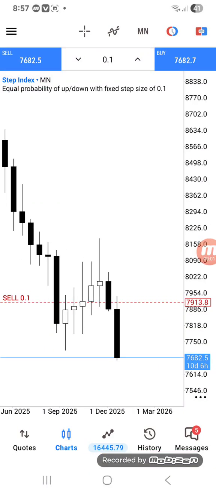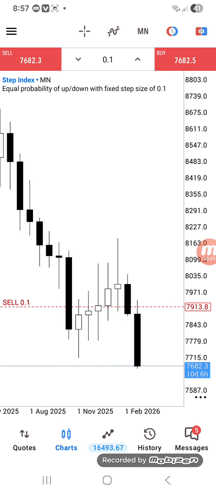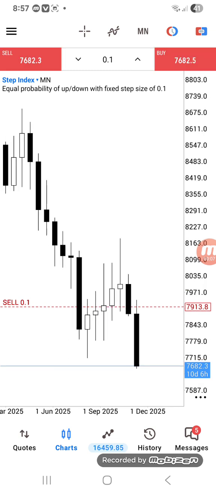Yes, we're back again. In this video, it will not take a lot of time. I'm going to show you how I was able to take this trade and get an entry on Step Index. I'm going to combine Malaysian SNR, smart money concept and ICT to show you how I was able to get this good entry.